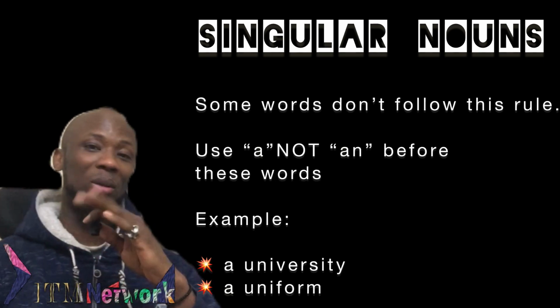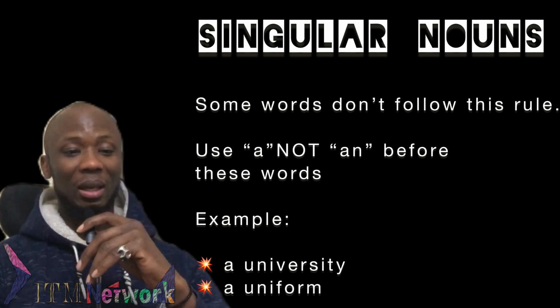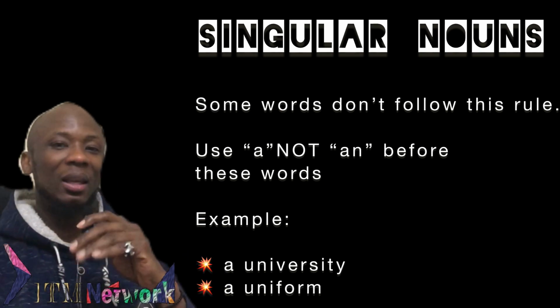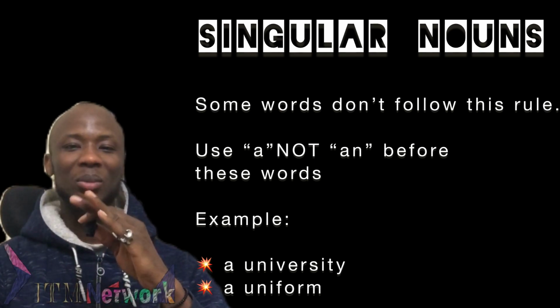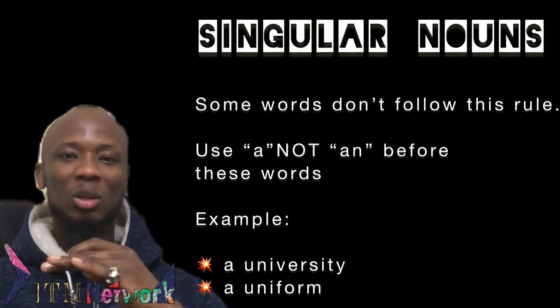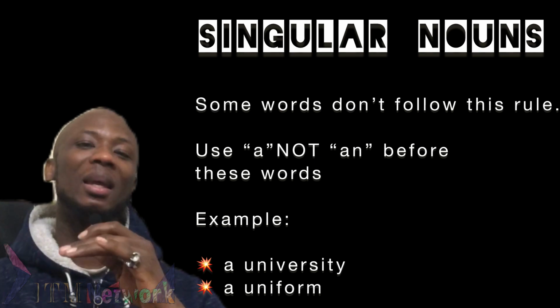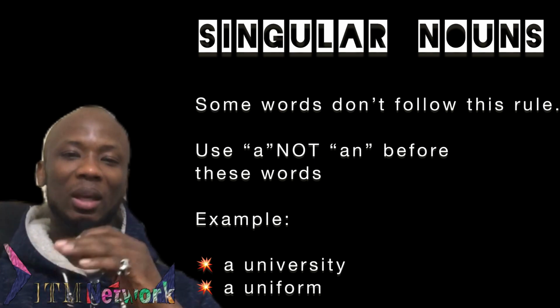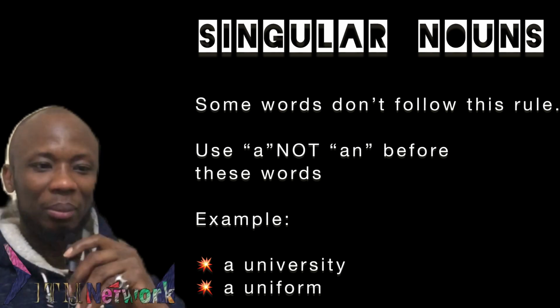But some words don't follow this rule. So, for example, if you want to say uniform or university, these words don't start with a vowel sound and shouldn't be preceded by an. So, you use a. So, I would say a university, a uniform.